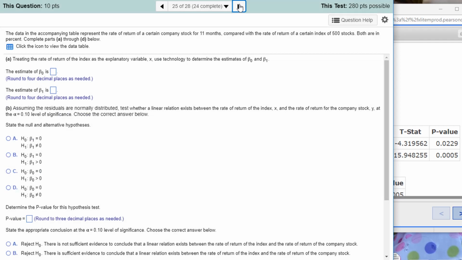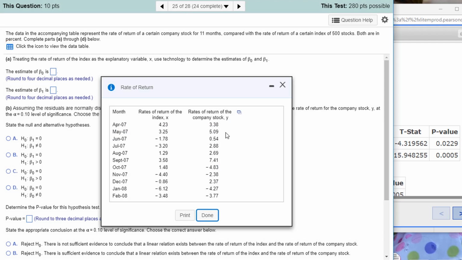Okay, the data in the accompanying table represents the rate of return of a certain company stock for 11 months, compared with the rate of return of a certain index of 500 stocks. Both are in percent. Let's look at the table. All right, let's just bring it into StatCrunch.